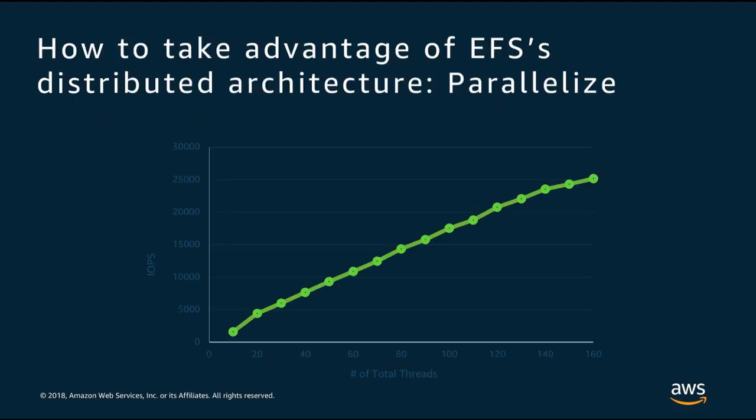And EFS is designed to process high volumes of concurrent operations in a file system. You can send multiple operations in parallel to EFS using multiple threads and multiple instances. In this graph, we hold I/O size constant, and we use 10 instances and increase the number of threads per instance. And as you can see here, as we increase the number of threads, the IOPS increased. So again, this highlights EFS's distributed design, as we can continue to scale out to larger and higher levels of throughput and IOPS.